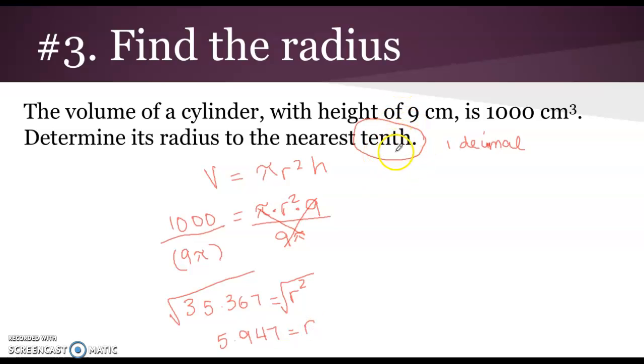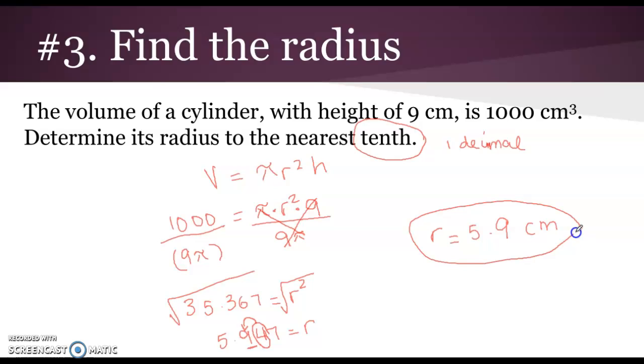Now we need this to the nearest tenth. This number is 1 decimal, so I look at the number after it. If it's 5 or above, this number goes up by 1. Since it's below, it stays the same. So our radius is actually 5.9 centimeters.